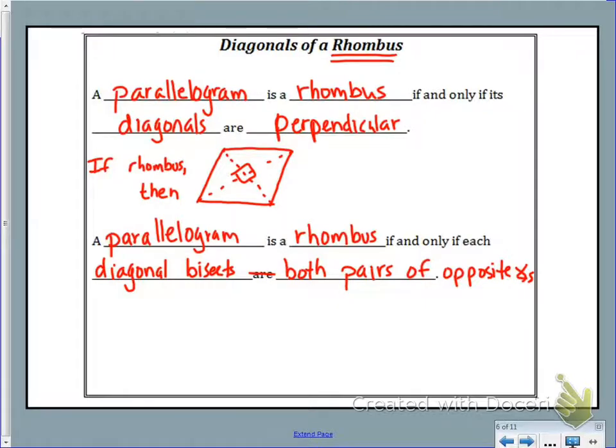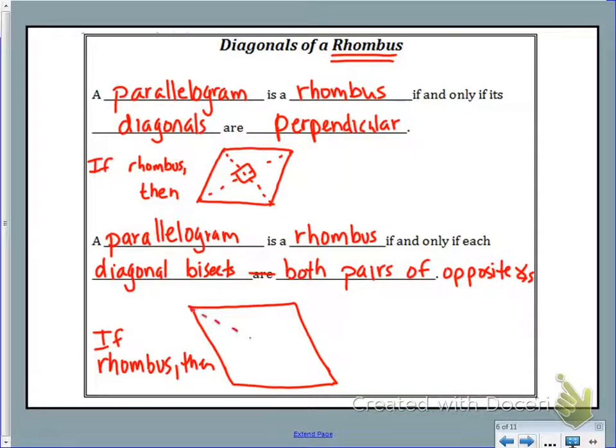So if we draw another rhombus, a parallelogram with 4 equal sides, it looks something like this. Okay, so there's our rhombus. If it's a rhombus, then we know that when we draw on the diagonals, the diagonals will bisect both pairs of opposite sides. So let's think about this for a minute. I'm sorry, I said both pairs of opposite sides. I meant to say both pairs of opposite angles. So these diagonals are going to bisect the angles.